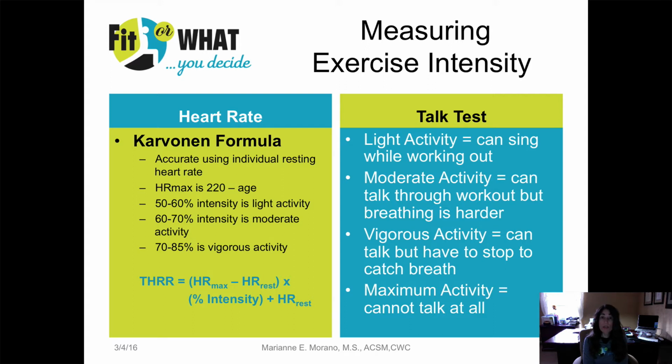Athletes may even be up to 95% or 100% of their maximum. But for all intents and purposes, let's assume that we are doing moderate activity. Then we would choose 60 to 70%. So you would use a formula where you're going to calculate your target heart rate range. And later in the presentation, I'll actually go through an example with you to give you an idea of how to use this formula.